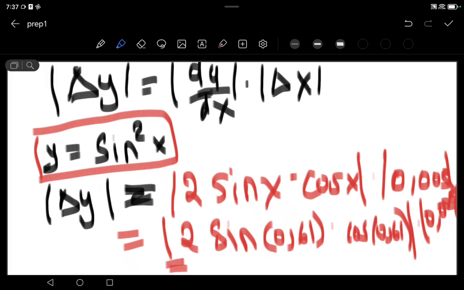How much are you getting? My calculator is in... okay, yeah, I wanted that. So whenever your function has trigonometric, you have to change your mode of calculator to radian. Oh, I see, I am following. Yes, you are. So you're going to get 0.004847.